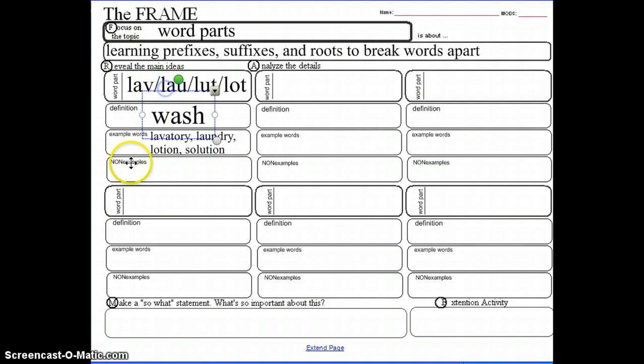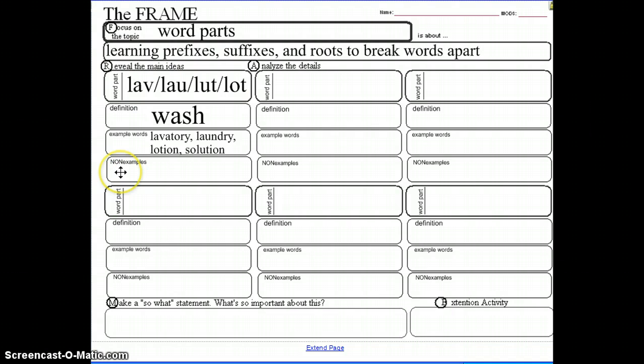Now I have this box down here that says non-examples, which we'll probably use with some other word parts. It doesn't really work that well with these word parts. What we're looking at for non-examples are words that just coincidentally have the same spelling as our word part, but have nothing to do with the meaning of the word part. So for example, lot, as in lottery, or a lot of something. They don't have anything in meaning to do with wash. They just happen to have that spelling.